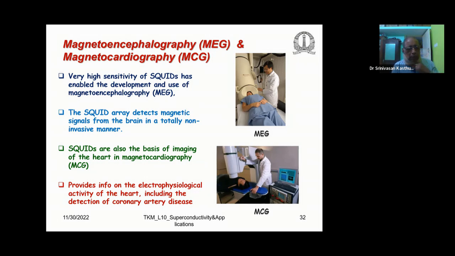And the SQUIDs are also the basis of imaging the heart, the magnetic field behavior in the heart. It is called magnetocardiography. Now, it is able to provide information on the electrophysiological activity of the heart, including the detection of coronary artery disease. Coronary artery disease is also possible to detect using magnetocardiography, right?